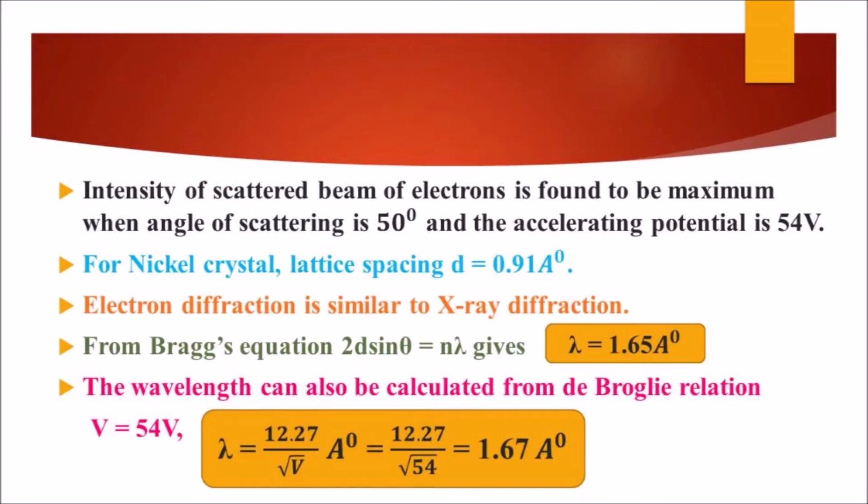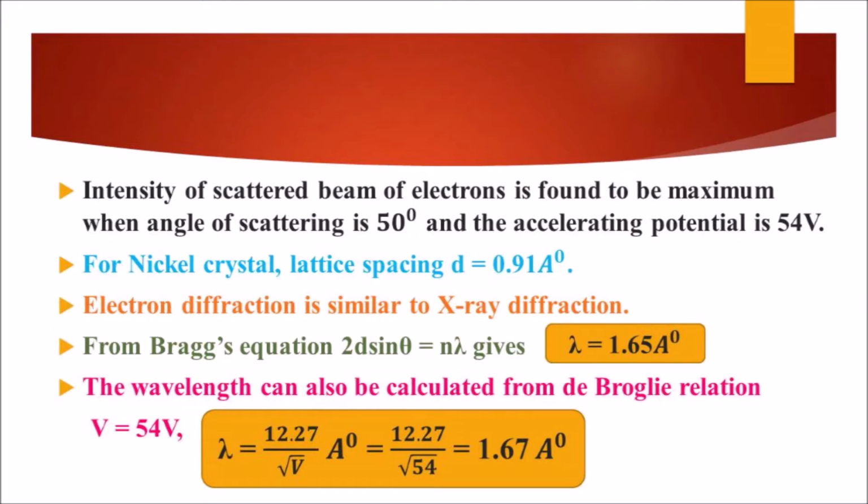The intensity of the scattered beam of electrons is found to be maximum when the angle of scattering is 50 degree and the accelerating potential is 54 volt. For the nickel crystal, the lattice spacing is d equal to 0.91 Angstrom. The electron diffraction is similar to X-ray diffraction, which means from Bragg's equation 2d sin theta equal to n lambda, we get lambda equal to 1.65 Angstrom.